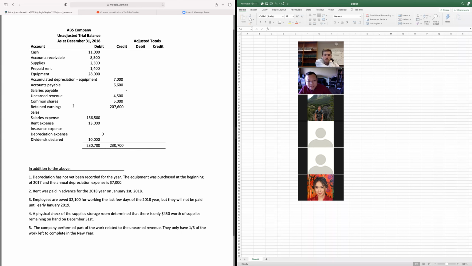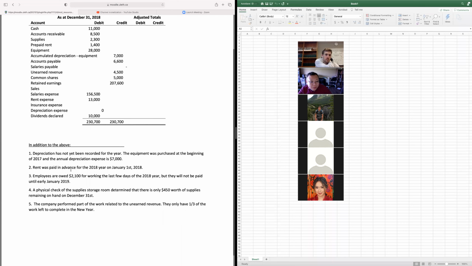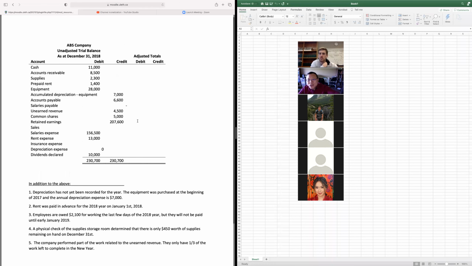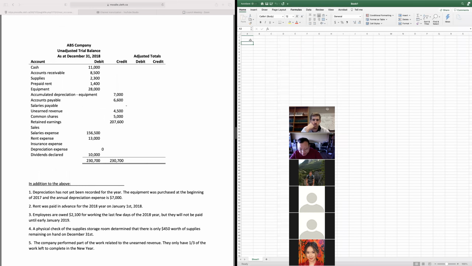So this is unadjusted. And then we were given some additional information. We are going to make some adjusting entries. So let's read this information. What is an adjusting entry, if you remember? Adjusting entries are the ones I need to record on December 31st. So on this date, I have to record these journal entries, okay?